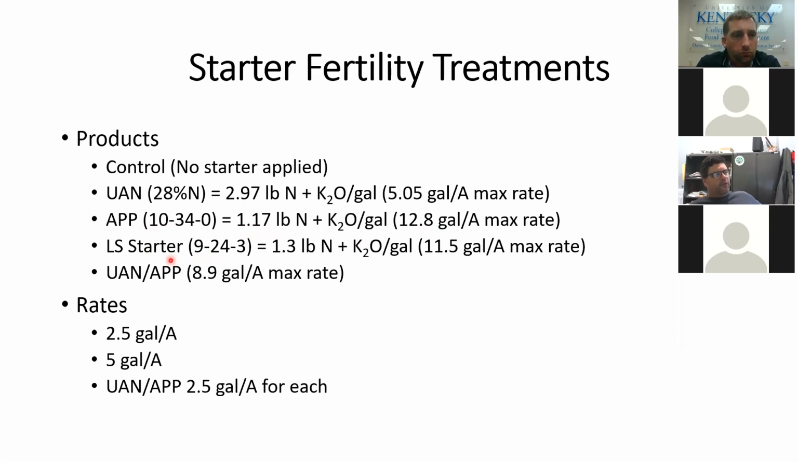And then we used a low salt starter, a 9-24-3, and it had 1.3 pounds of N plus K2O, and we could get down about 11.5 gallons per acre at a max rate. And then a mixture. This UAN plus ammonium polyphosphate is something several producers use, and you can get down almost 9 gallons per acre before you hit that critical value. Well, we weren't looking at maxing out the rates. We were looking at what is practical, what could be done. So we were looking at 2.5 gallons per acre and 5 gallons per acre. Those are the 2 rates we had.